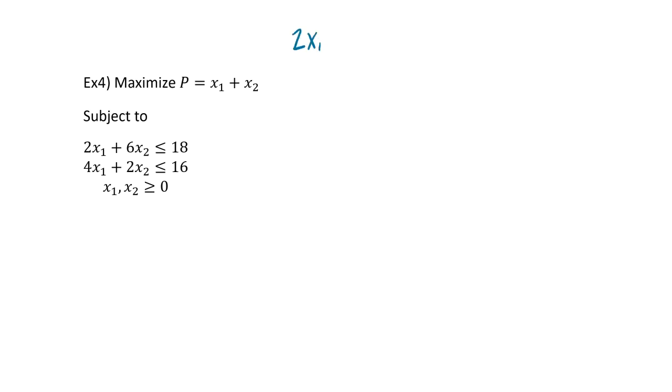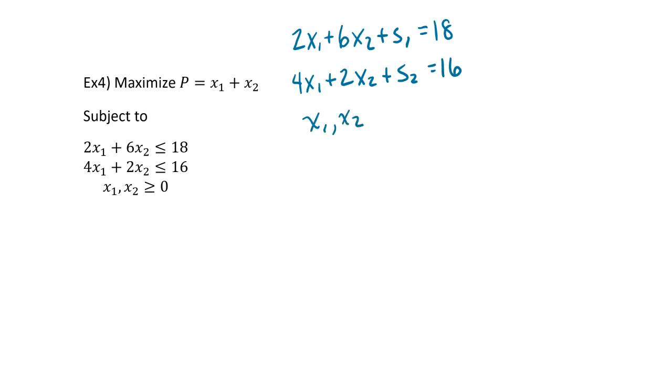So, we're going to have 2x1 plus 6x2 plus our slack variable s1 equals 18. And then 4x1 plus 2x2 plus another slack variable, so we're going to call it s2, equals 16. And x1, x2, s1, s2, all greater than or equal to 0.